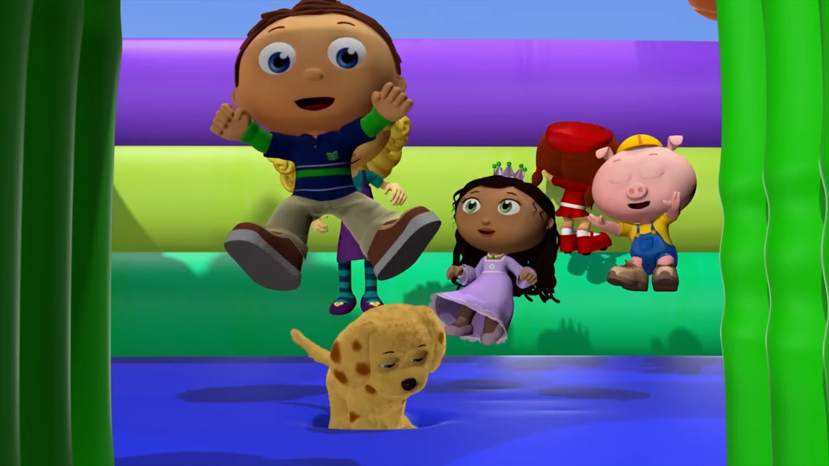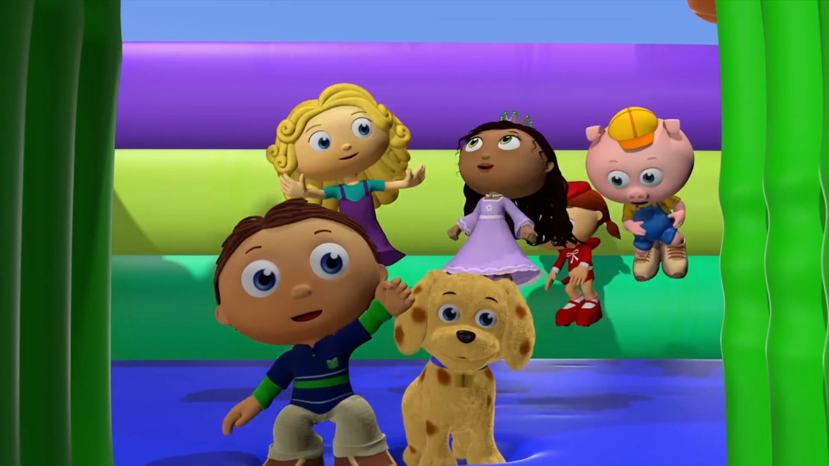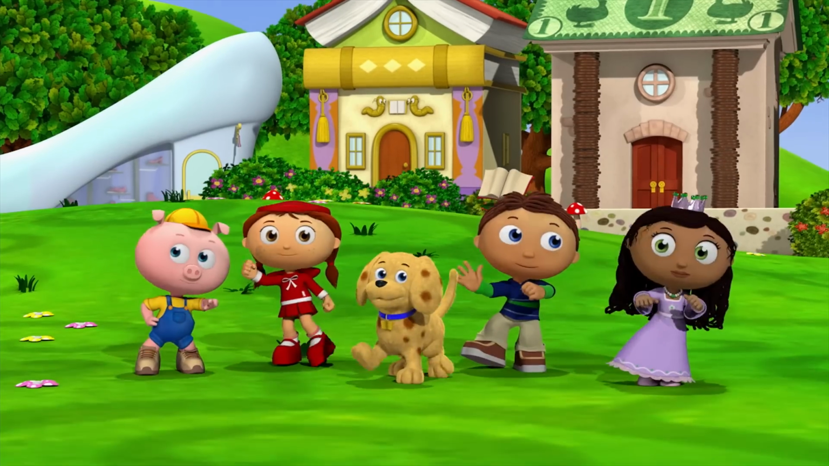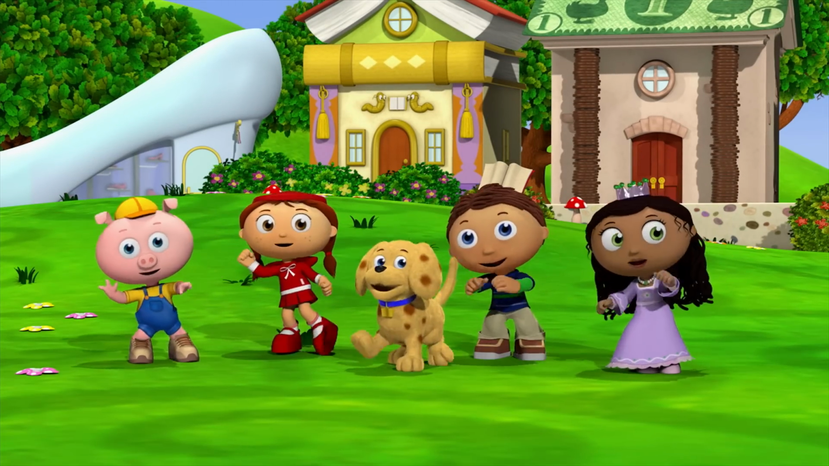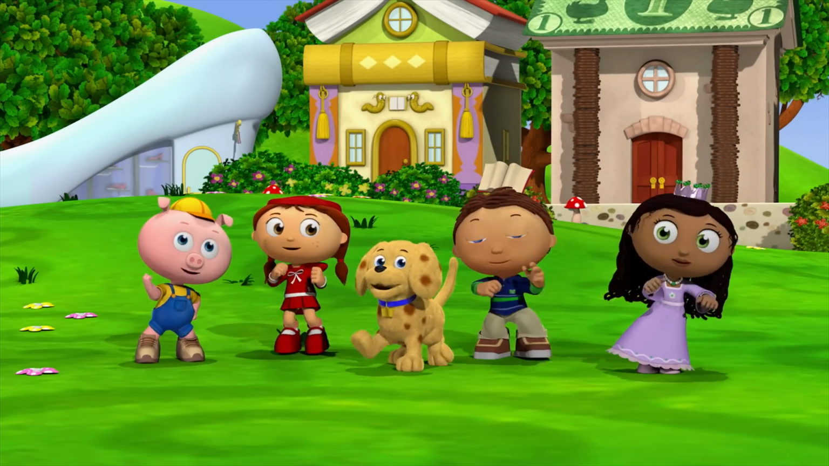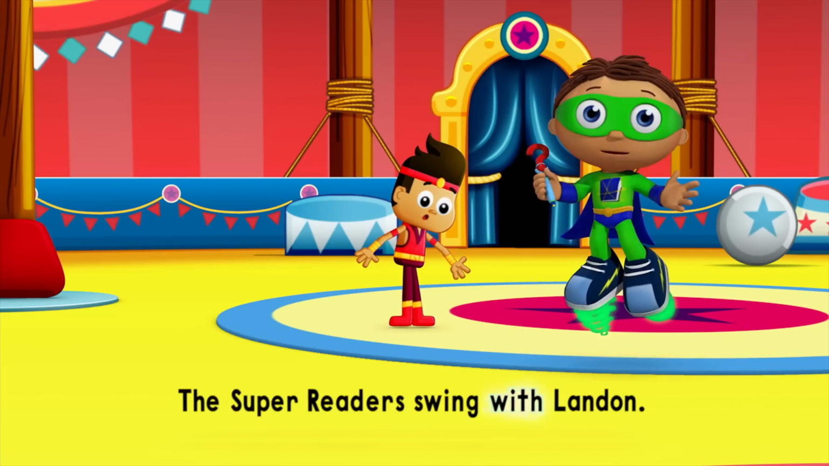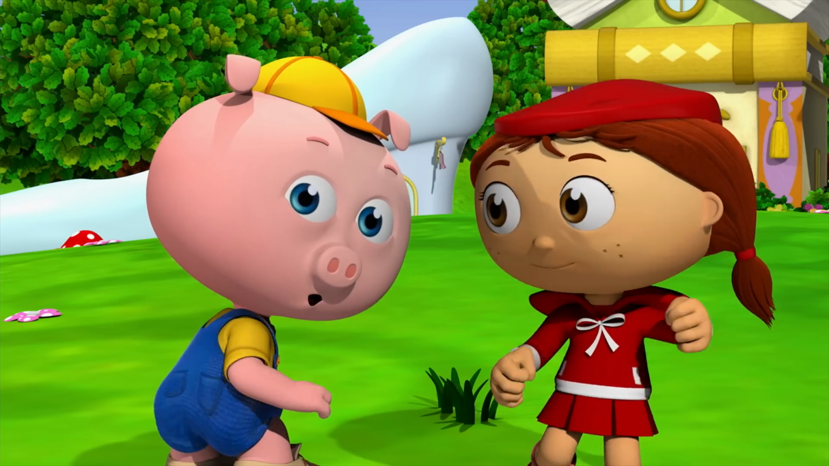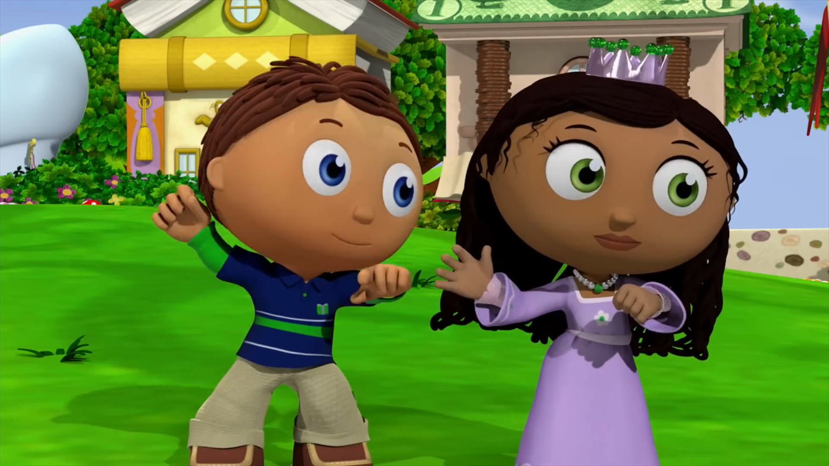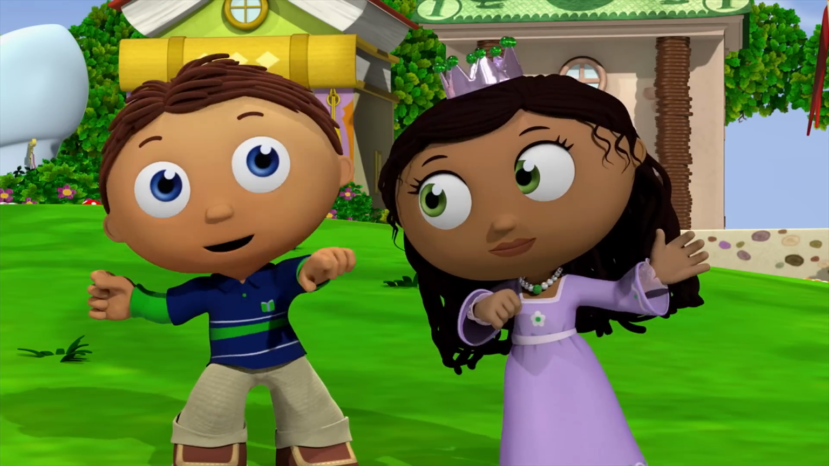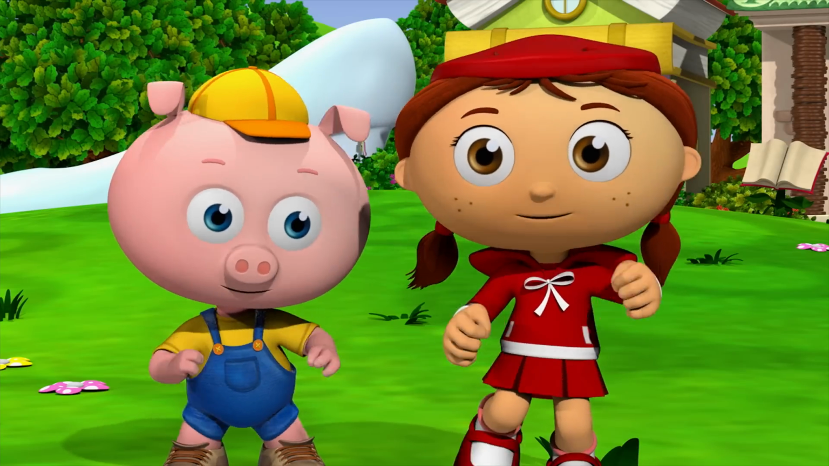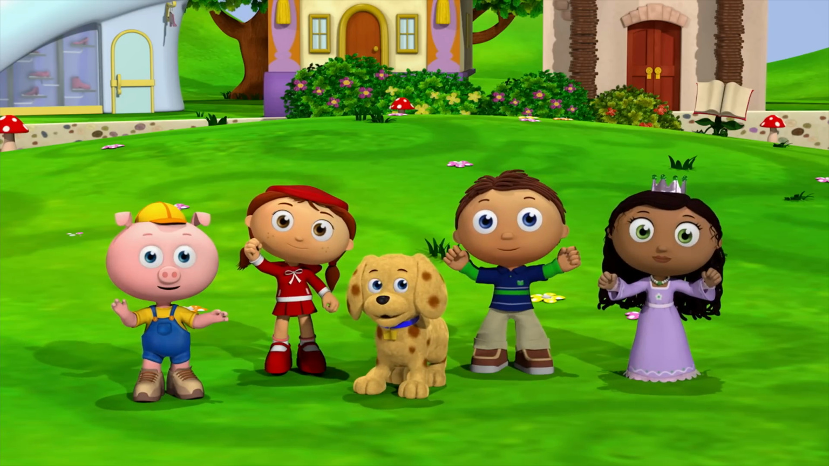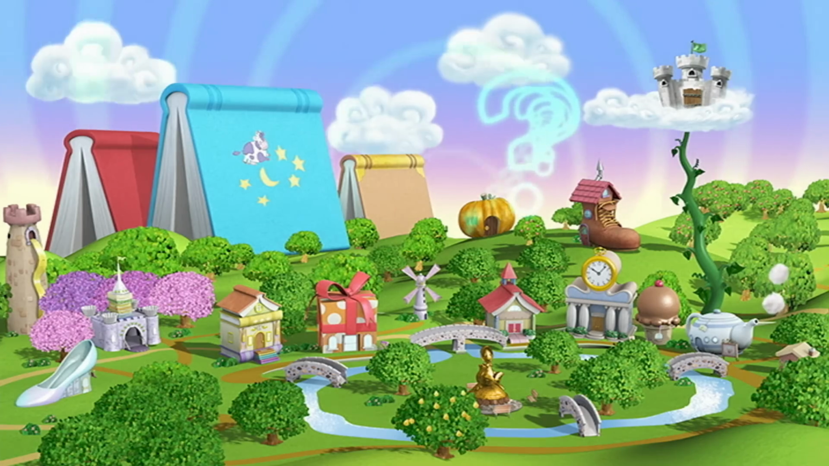Hip, hip, hooray! The Super Readers saved the day! We changed the story. We solved the problem. We work together, so hip, hip, hooray! Hooray! The Super Readers saved the day.